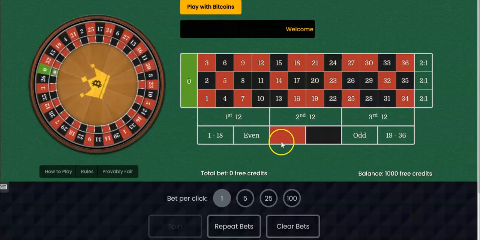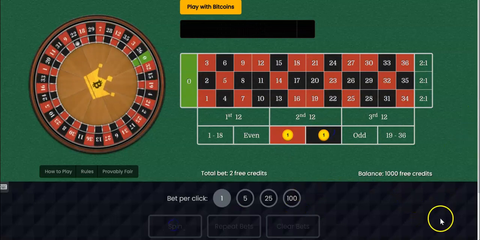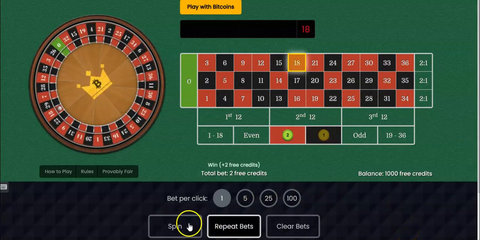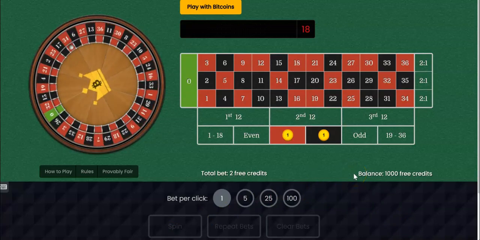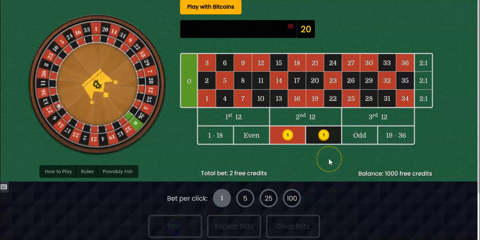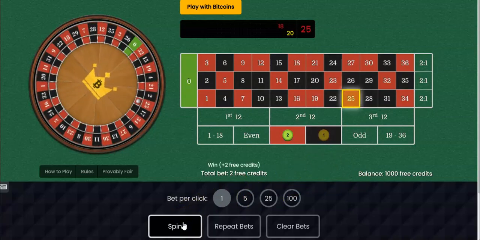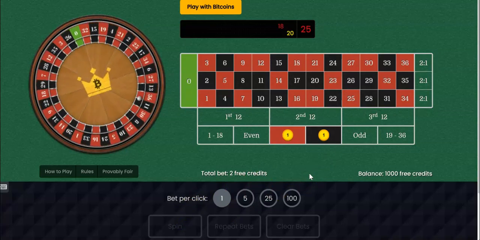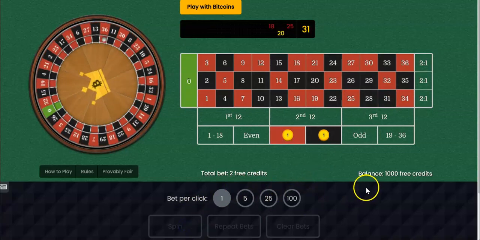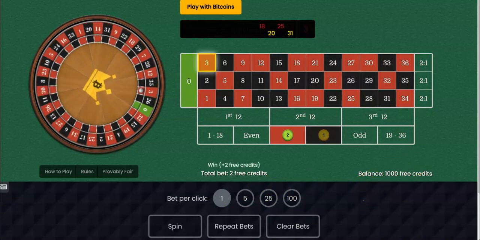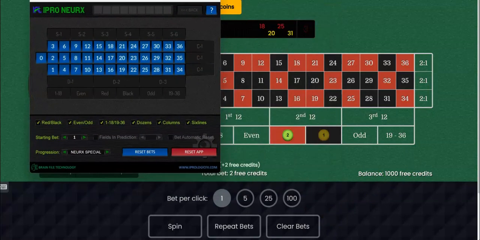So let's first do this. We are going to first need some spins to put into the NEURX, and it's usually 5 spins. Now we're going to open a NEURX, and in this demonstration, we're going to use NEURX Special. So we're going to take off the 6 line. We don't really care about that. We're going to take off the dozens and columns, and we're going to use 2 different demonstrations here. So our starting bet is going to be 2.